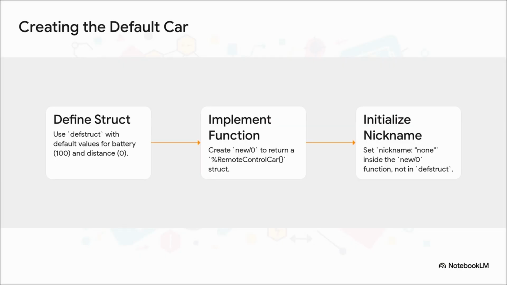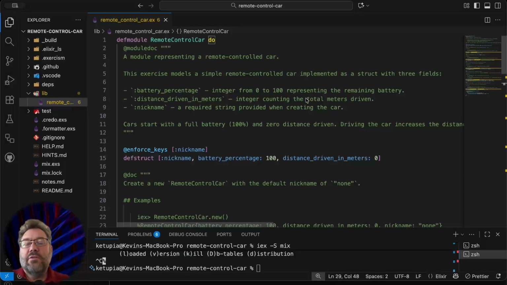We use defstruct for any defaults that are static, that never change, like our starting battery. But for values that might be set dynamically, like the nickname, we handle that inside the new function itself. It's a really clean way to separate the data's blueprint from its starting state. Let's take a look at how Copilot defined our remote control car structure.